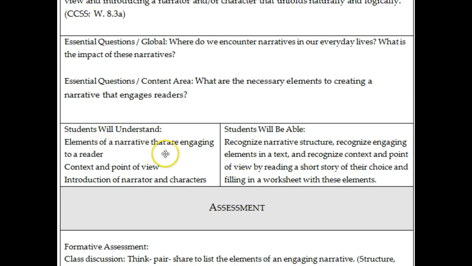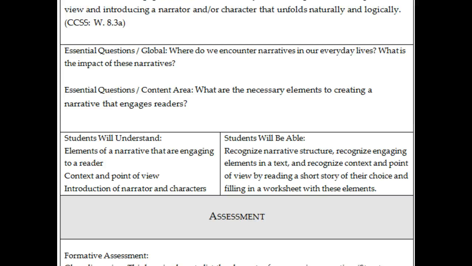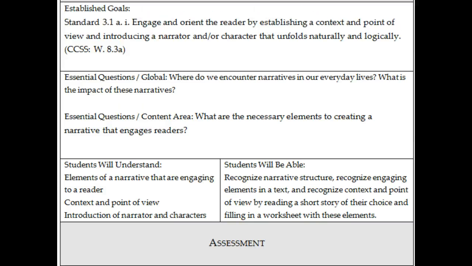Students will understand the elements of a narrative are engaging, context, point of view, introduction of narrator. Excellent, well aligned. Students will be able to recognize narrative structure, recognize engaging elements in a text, recognize context, point of view. Oh good, and you have a by clause, reading a short story of their choice and filling in a worksheet. Okay, excellent, excellent. Pretty well aligned. I have a concern, but that you may address later on in the lesson plan.